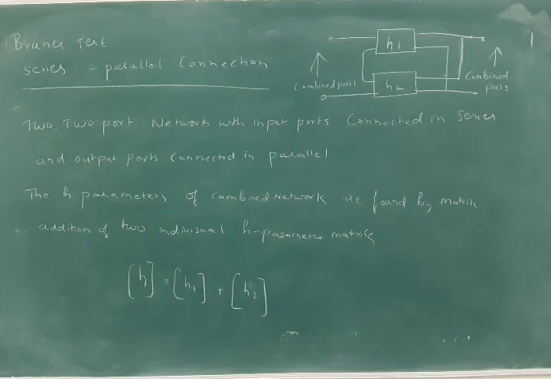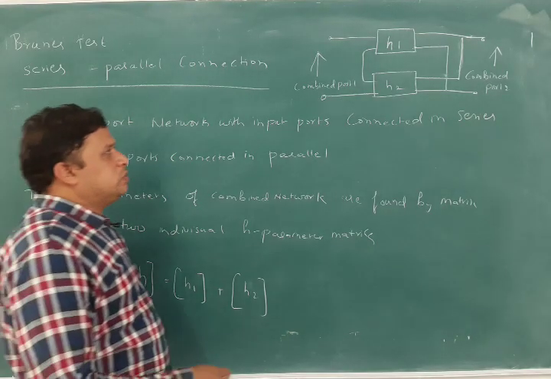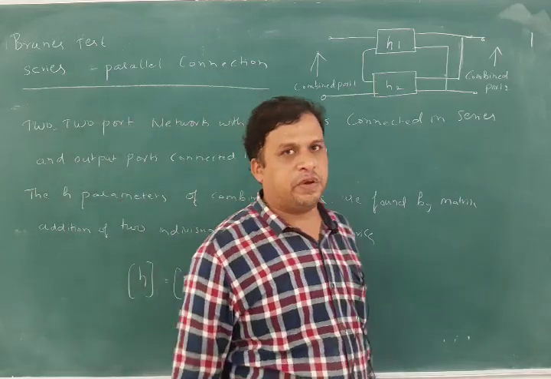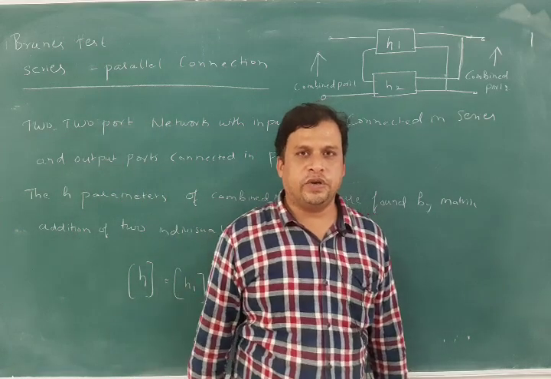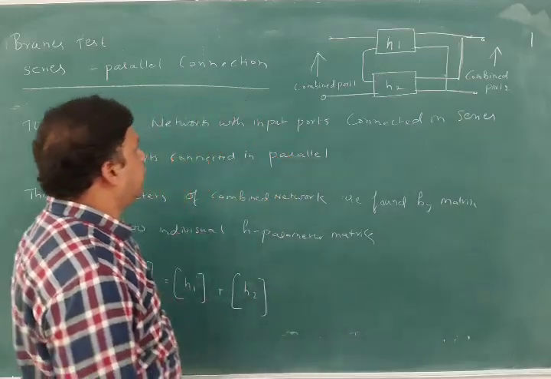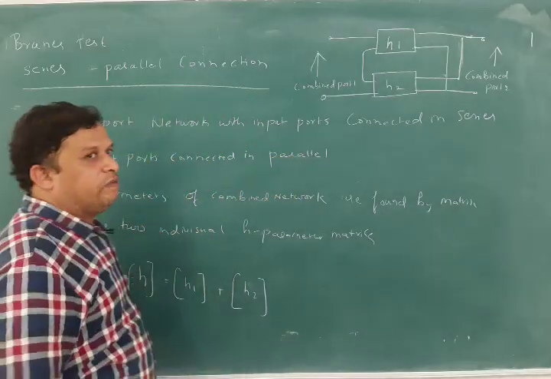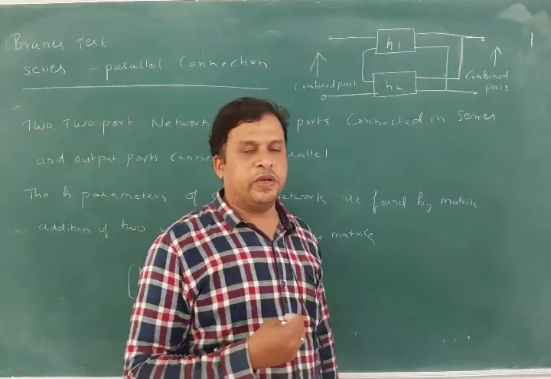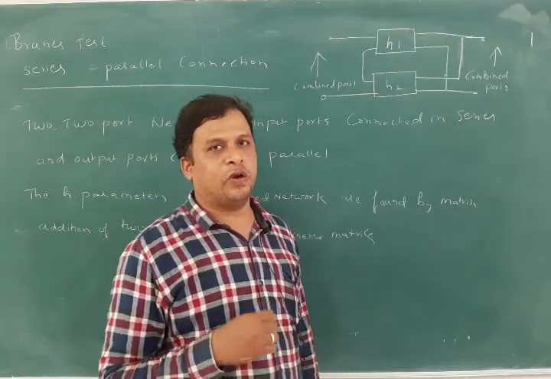Here we are seeing now the Bruns test for a series parallel connection. If you observe here the two port networks, we are using the H parameters. In the H parameters, we will see how we do the series parallel connection. The input ports will be combined in series, and the output ports will be combined in parallel.